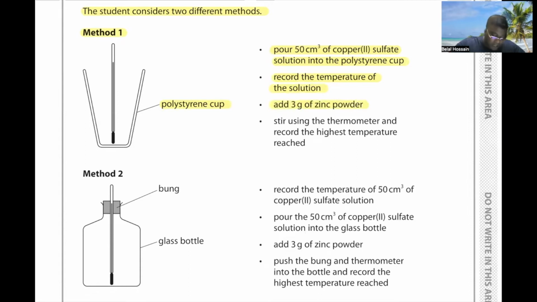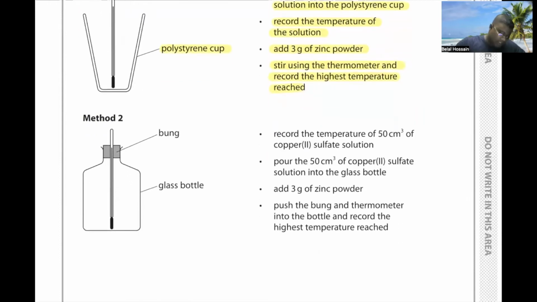So zinc is more reactive, so it will simply displace the copper. This is an exothermic reaction. Stir using the thermometer and record the highest temperature reached. In the second method, the student uses a rubber bung and a glass bottle, records the temperature of the 50 cm³ copper sulfate solution, pours it into the glass bottle, adds 3 grams of zinc powder, pushes the bung and the thermometer into the bottle, and records the highest temperature reached.